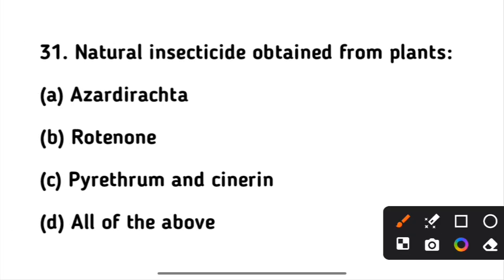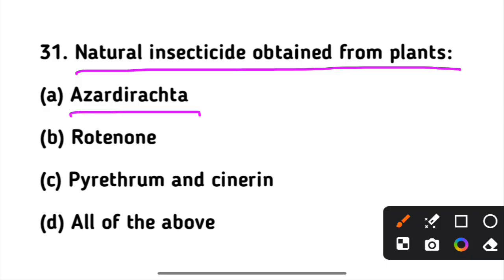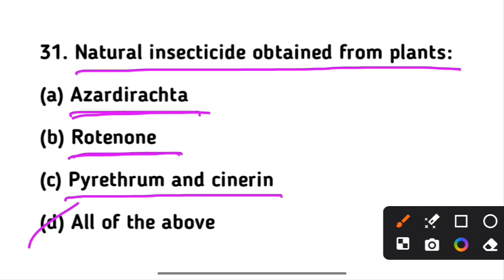Next question. Natural insecticide obtained from plants. Options: Azadirachta, Rotenone, Pyrethrum and Cinerin. All are correct. Natural insecticides obtained from plants: Azadirachta, Rotenone, Pyrethrum and Cinerin.